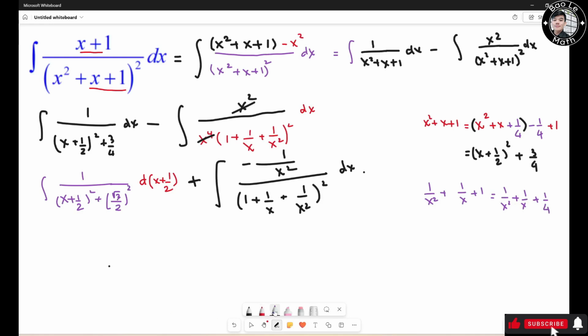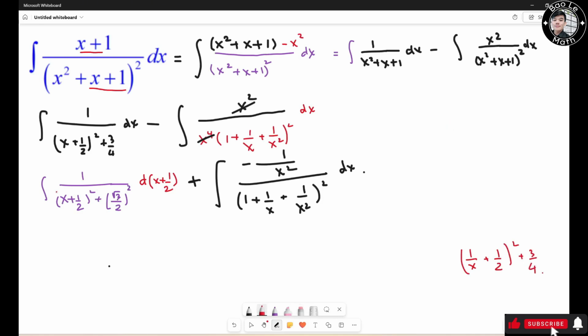So I just add and subtract 1 over 4. Now the first three terms become a complete square, so it could be 1 over s plus 1 half altogether square, and the rest turns out to be 3 over 4. So for the first one, I can apply the formula.